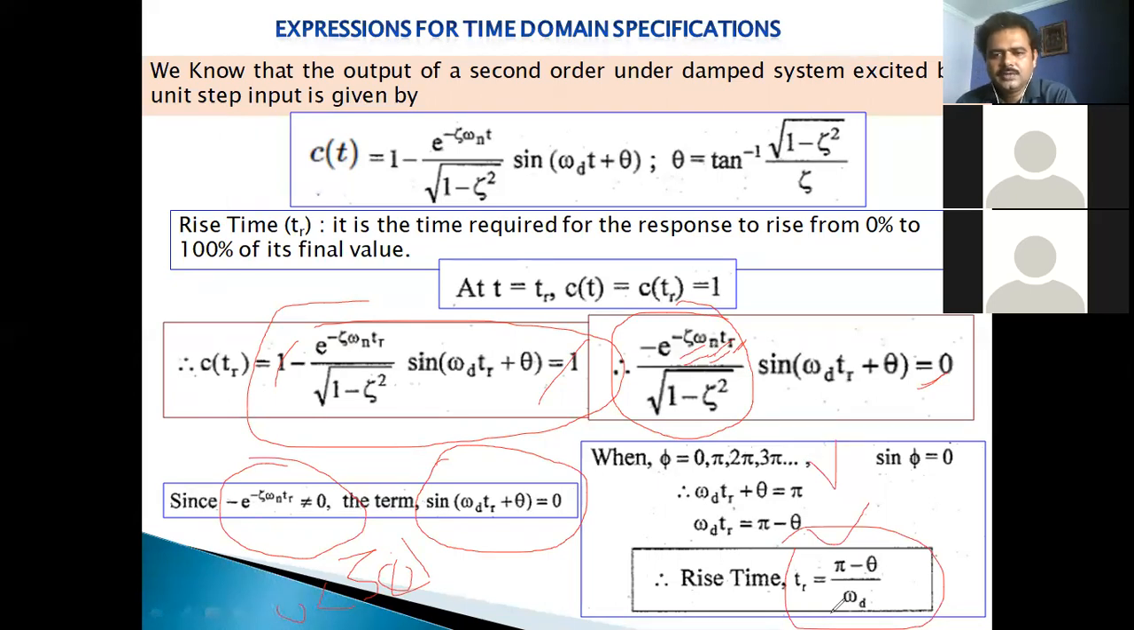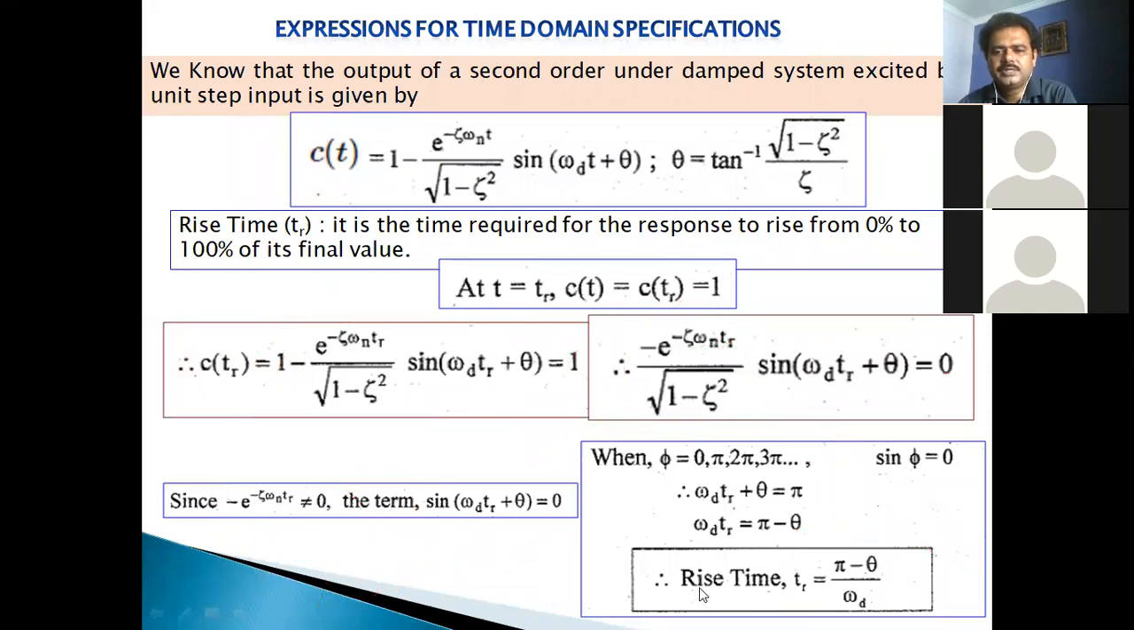For the first time, what we are calculating is only the first time. That's why we have considered it as pi. Omega d t r plus theta is equal to pi. From this, the rise time TR is mathematically pi minus theta by omega d, where omega d is equal to omega n into square root of 1 minus zeta square. So we have to replace theta is equal to tan inverse of square root of 1 minus zeta square by zeta.